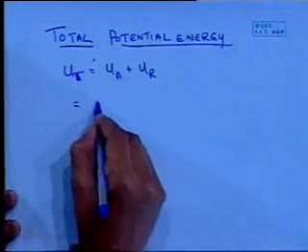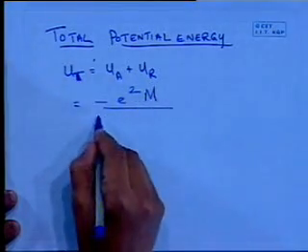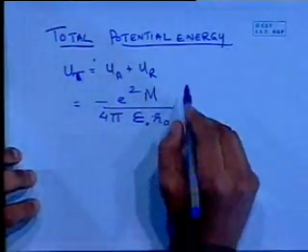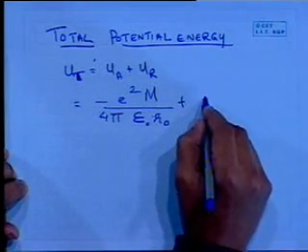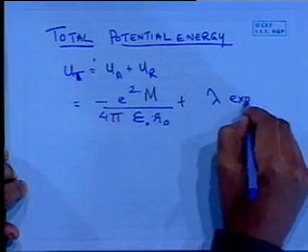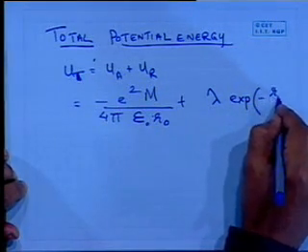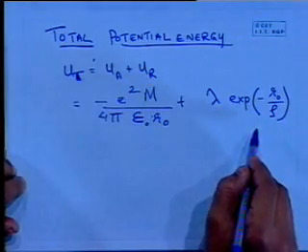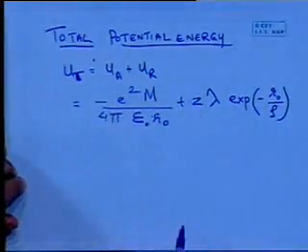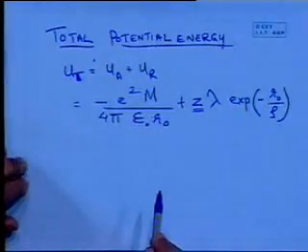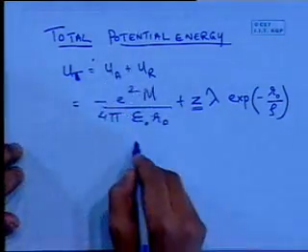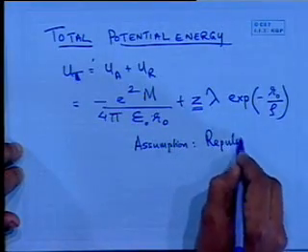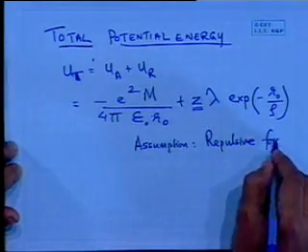In this case, we can write that as the expression we just wrote earlier for the attractive potential, minus e squared M by 4 pi epsilon naught R naught, plus lambda exponential minus R naught by rho, using the Born-Mayer expression instead of the Lennard-Jones potential. There is a Z term that comes here, which I did not write in. I just added that here. Because we are considering only nearest neighbors, the assumption we are making in this expression is that the repulsive force is limited to the nearest neighbors.